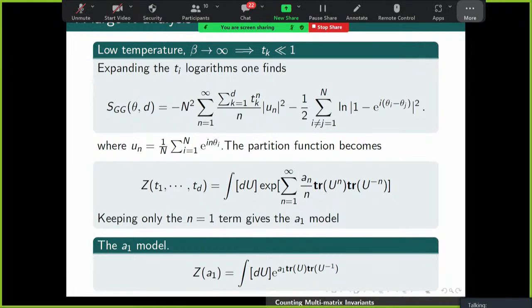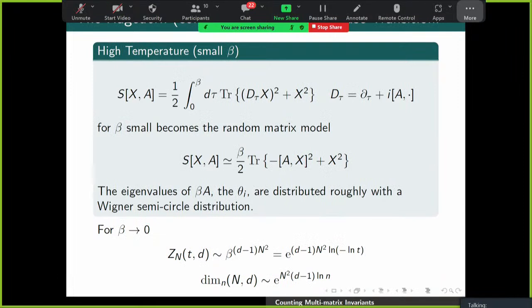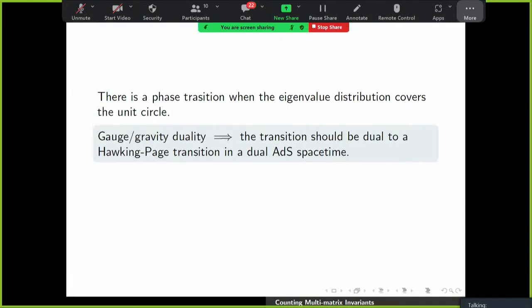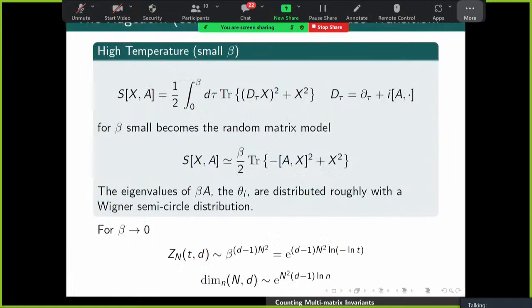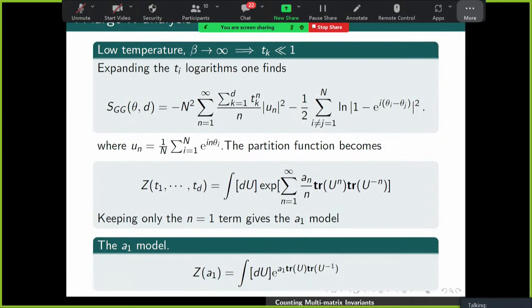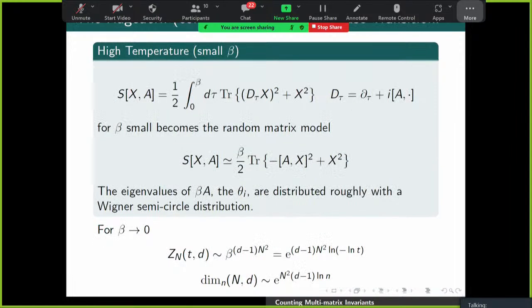But this one is called the A1 model, and it captures many of the features of what we're interested in. I should have said that since t is much less than 1, we're going to capture the low temperature phase of the model by just picking the A1 term here, the n equals 1 term.